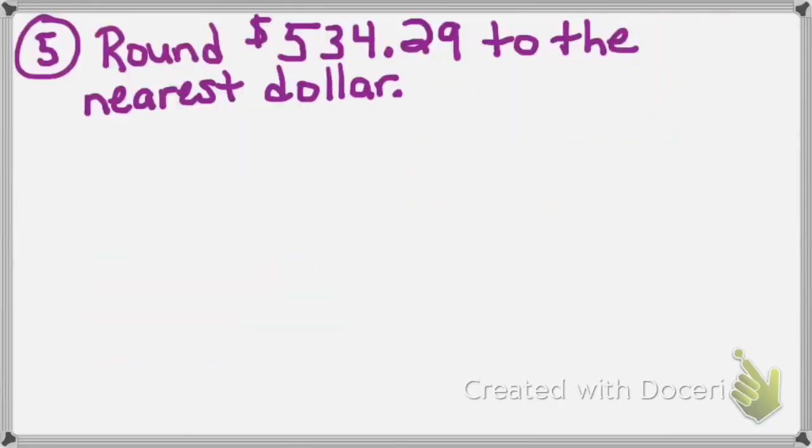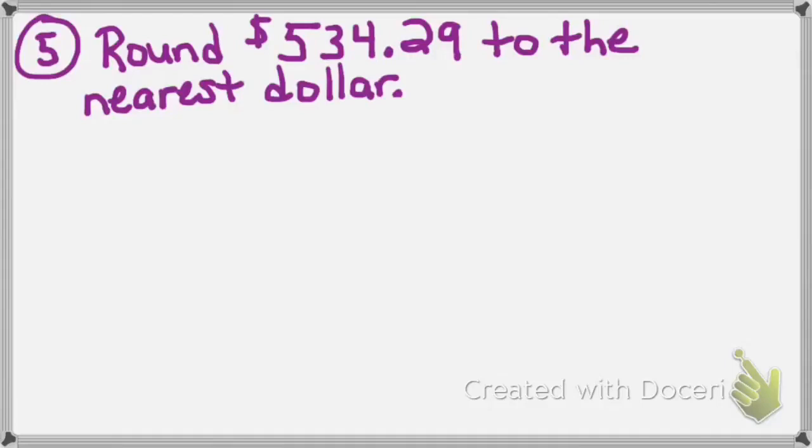And our last example is example number 5. It says round $534.29 to the nearest dollar. Well, in example number 4, it told me to round to the nearest cent, and that was the 1 cent. This tells me to round to the nearest dollar, so that will be the $1 column.